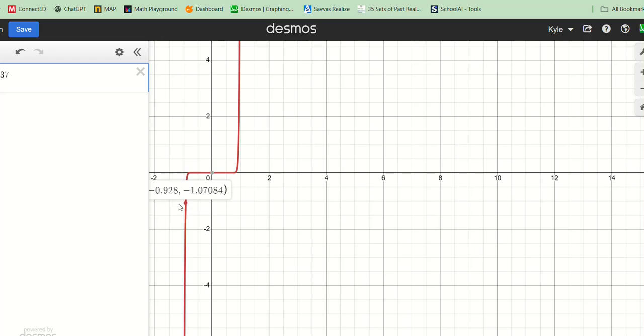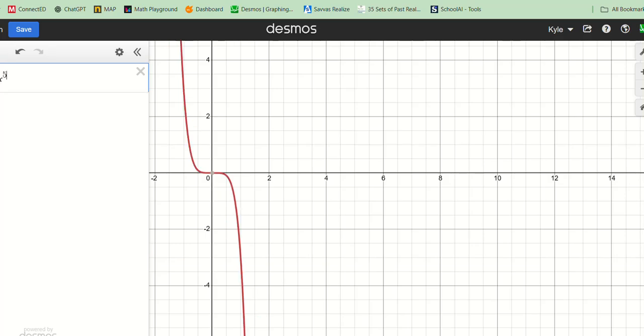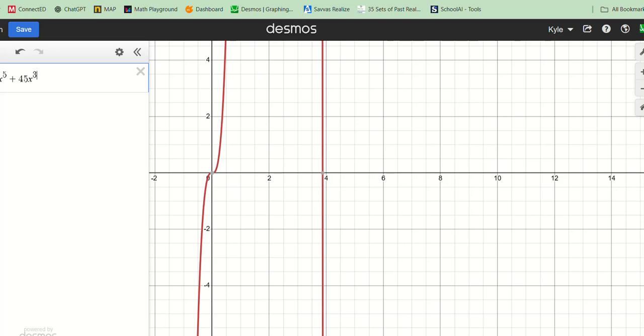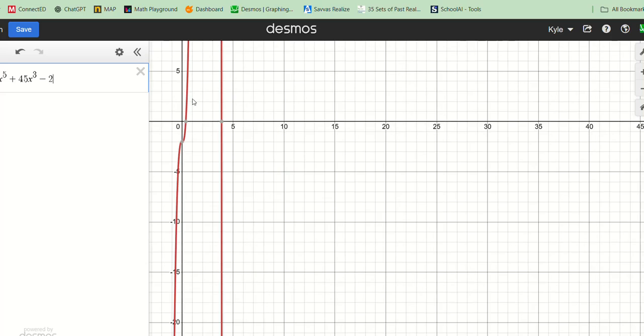As I move really far left, does it decrease forever? Is that what our table just said happened? If I flip a negative, and we're going to make a different number. So we'll say it's negative 3x to the 5th plus 45x cubed minus 2. It's ugly, but let's check.